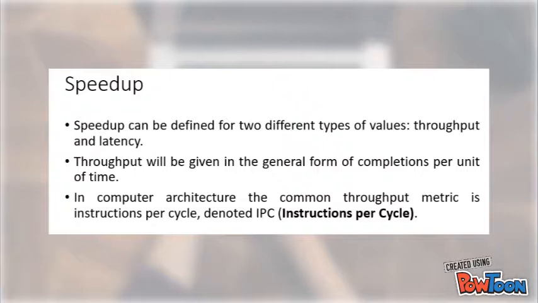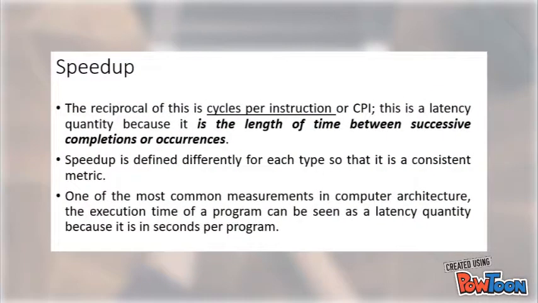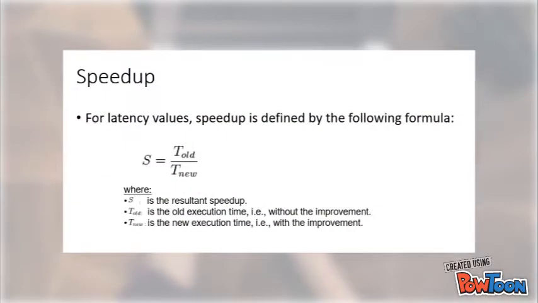Speedup can be defined for 2 different types of value: 1, throughput, and 2, latency. Speedup is defined differently for each type so that it is a consistent metric. This is the formula for speedup, S equals T0 divided by T new.